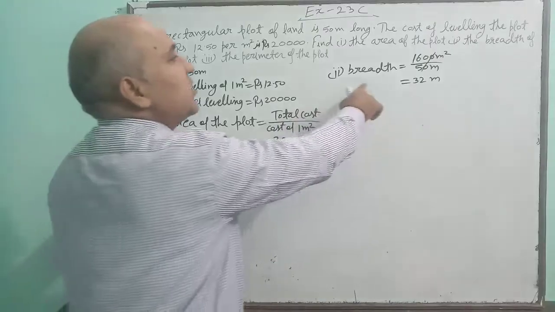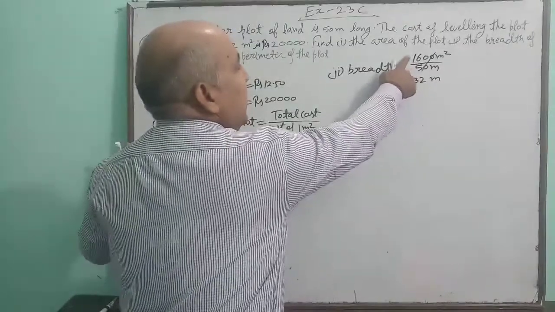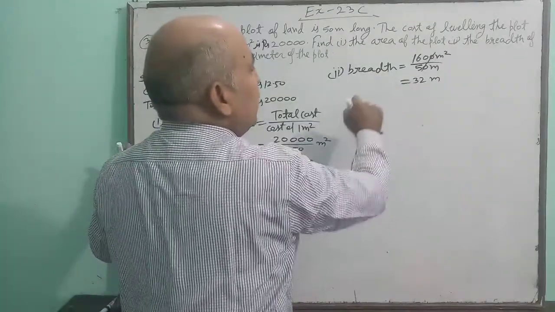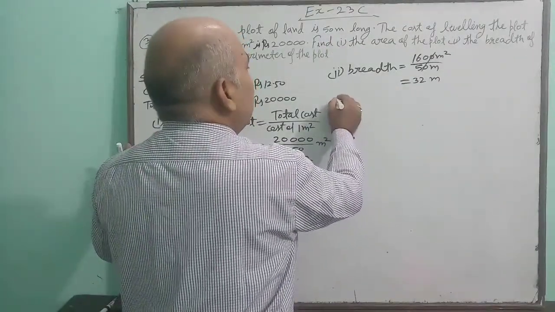Understood? Breadth is equal to area upon length. Area we have got in the first part, length is 50 meter given in the question. Now find the third part.